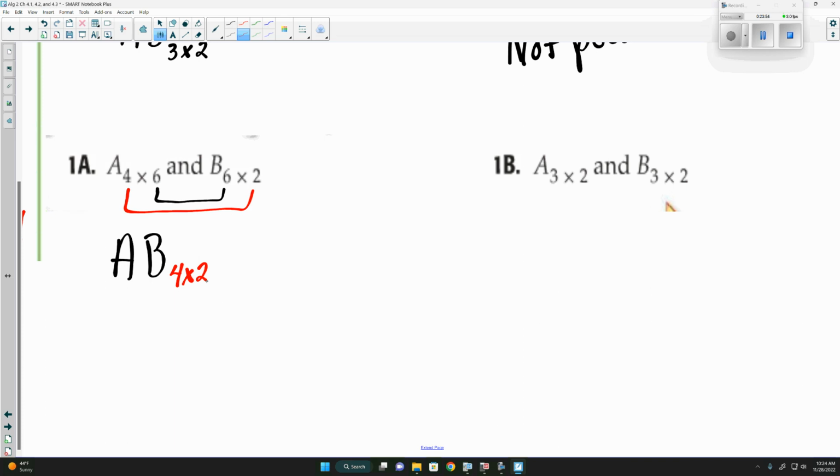How about 1B? Columns of the first is 2, rows of the second is 3, so this is... For 1B, could we add those together? Yeah, 3 by 2 and a 3 by 2, they do have the same dimensions, so we could add them together. Okay.